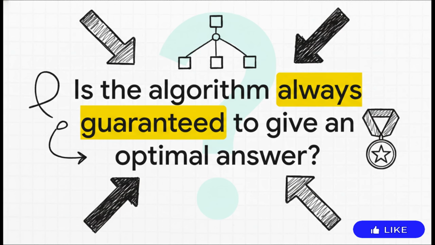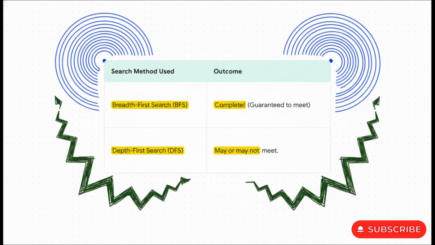Is this method always guaranteed to work? Or in computer science terms, is it complete? Will it always find a solution if one exists? And is it optimal? Will it find the best or shortest solution? And the answer to both of those is, well, it depends on how you do it. It really all comes down to this choice.